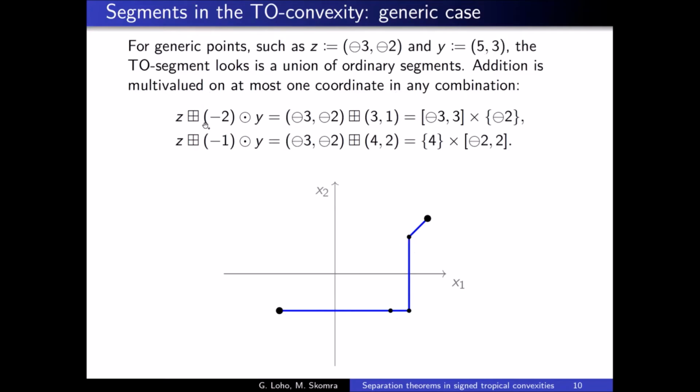So for instance, here is one combination of these 2 points such that the addition is multi-valued on the first coordinate, but not on the second. And here is another combination such that the addition is multi-valued on the second coordinate, but not on the first, right? So this first combination gives you this part of the segment. The second combination gives you this part of the segment, and the remaining parts of this segment are the remaining combinations. Okay, so this is what will happen for 2 generic points.